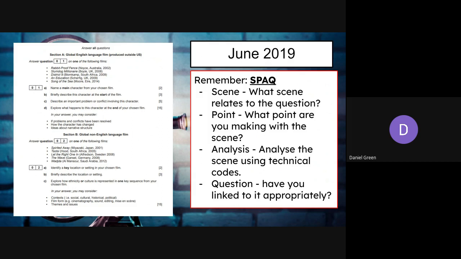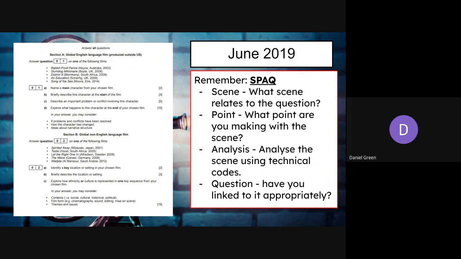D, explore what happens to this character at the end of your chosen film. In your answer, you may consider if problems and conflicts have been resolved, how the character has changed, and ideas about narrative structure. Now, on the side here, I've got my acronym, which is SPAC, Scene Point Analysis Question. This is how I would answer a 15-mark question. What scene relates to the question? What point are you making with that scene? Analyze the scene using technical codes, and have you linked to it appropriately? The question, that is. So I would follow the bullet points. Have problems and conflicts been resolved in the film? How the character has changed, and ideas about narrative structure.